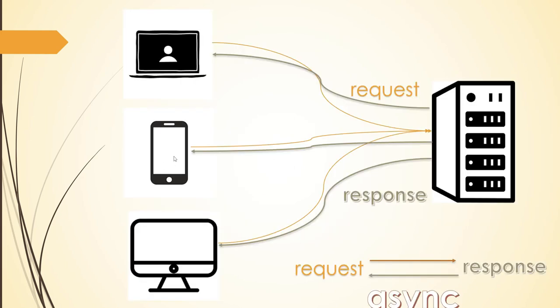Let's discuss how the communication is going to happen between browser and server. We have a laptop client, mobile client, and desktop client. Whenever any one of these makes a request to the server, the server registers the request, takes some time to process the request and then responds back. This kind of communication is called asynchronous communication.